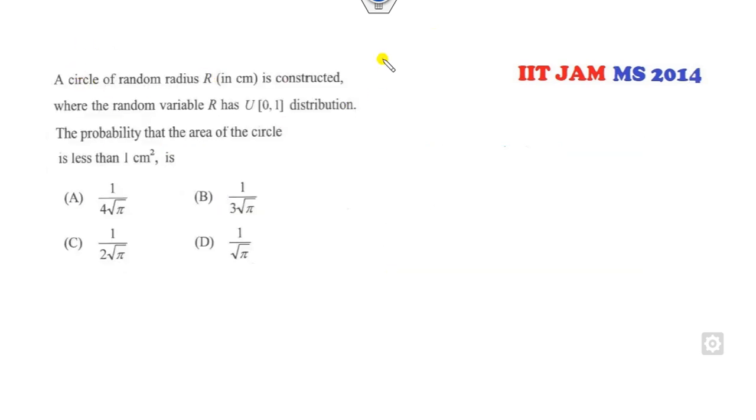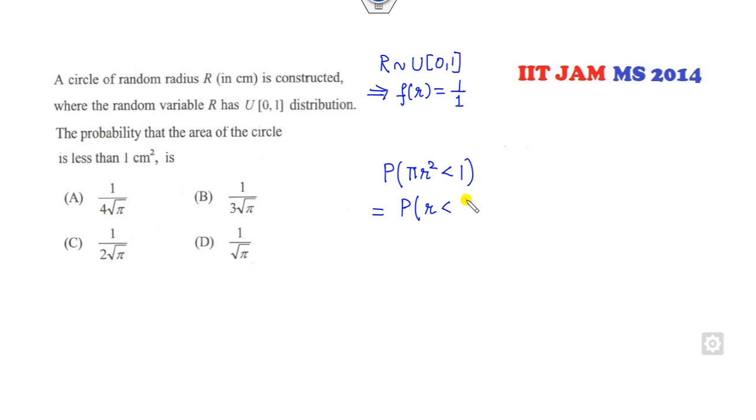A circle is constructed whose radius follows the uniform distribution over (0, 1). Can you find the PDF of this? The PDF is 1 over (b minus a). Then find the probability that the area of the circle is less than 1. So what is that? It is the probability that R is less than 1 over root pi.